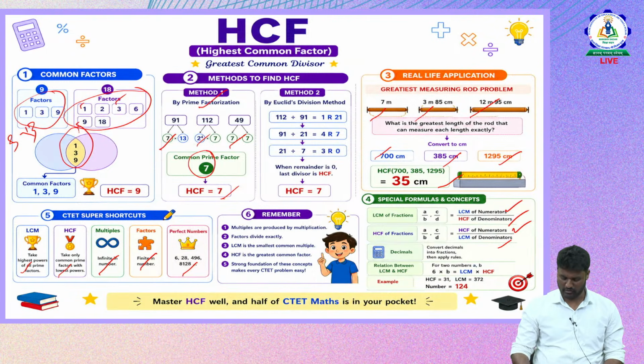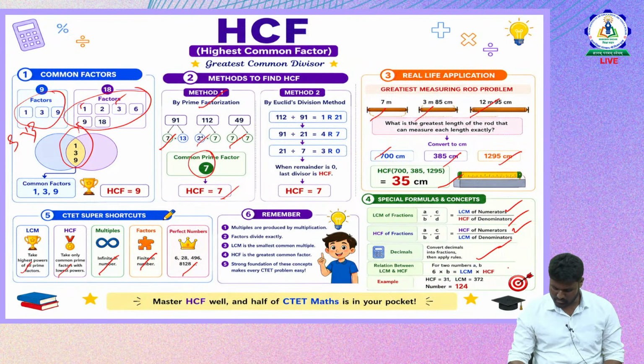Okay, they also give some questions based on decimals. Convert the decimals into fractions, then apply the rules. When some questions give numbers in the form of decimals and ask you to identify the LCM and HCF, in such cases, how do we proceed? We need to convert the decimals into fractions. Once you convert them into fractions, we can apply the same formulas above in order to identify the LCM and HCF.